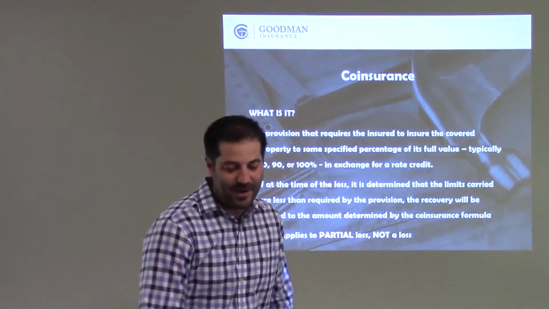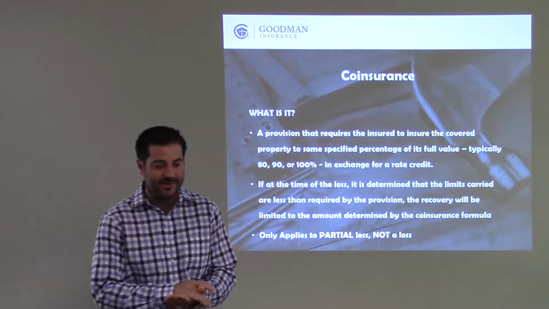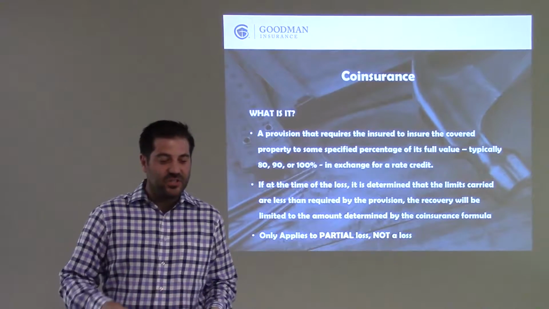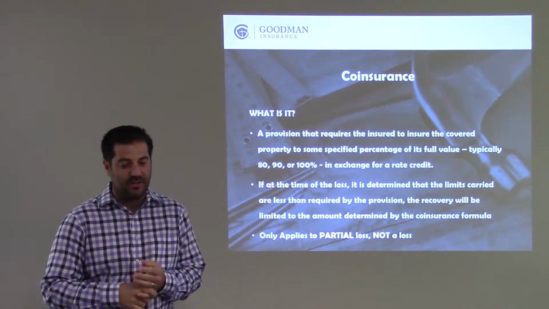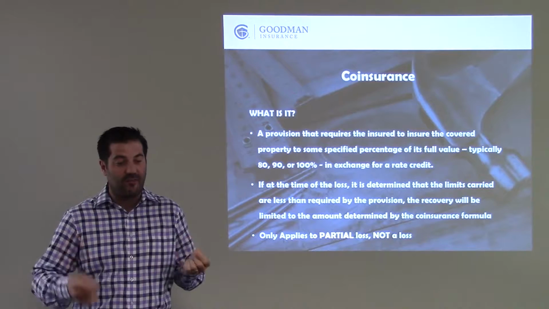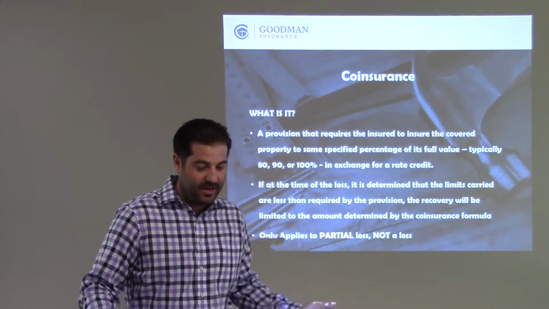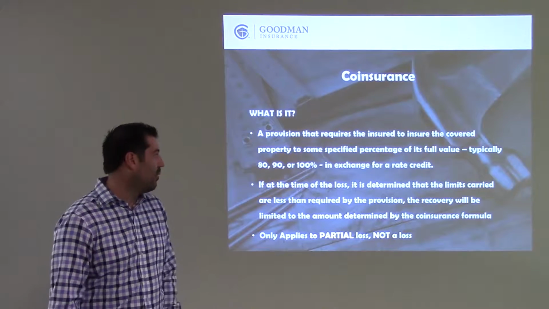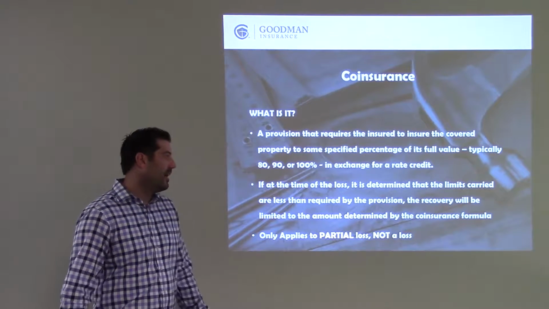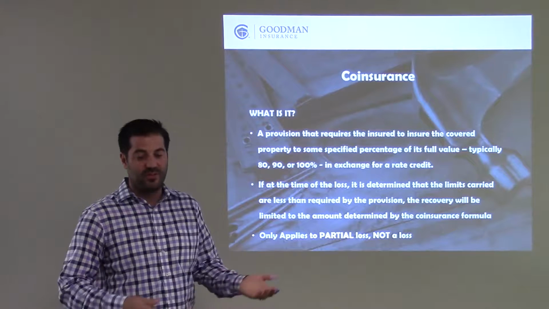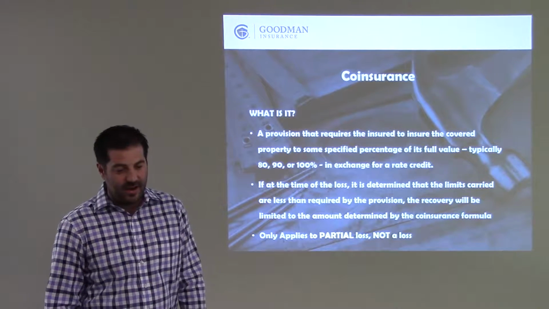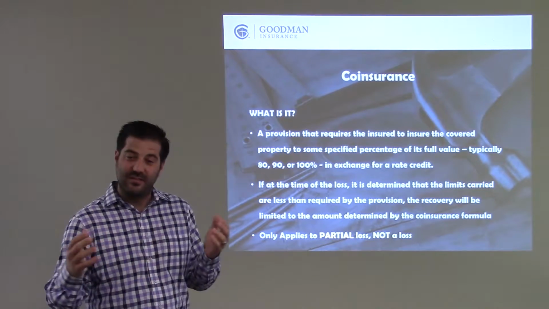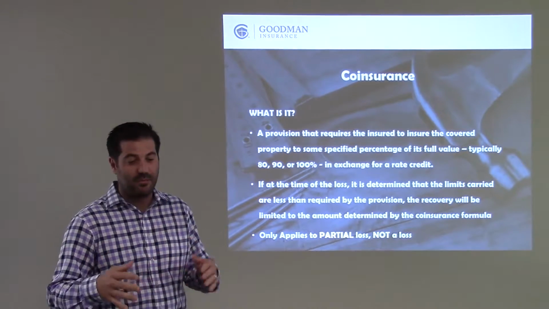Okay, we're going to talk about coinsurance. What is it? It is a provision that requires the insured to insure the covered property to some specified amount of its value. It's typically 80, 90, or 100%, and in return for doing so, they get a rate credit. We'll go into what that means. It's basically a formula that comes into play.